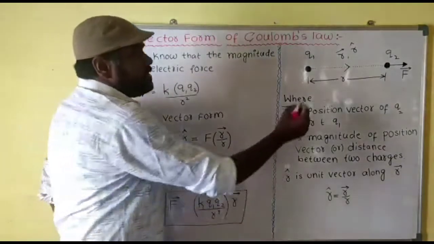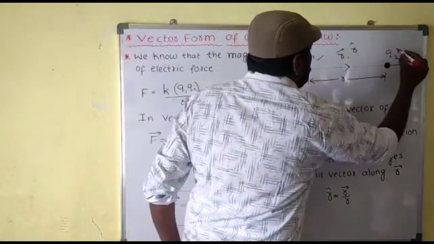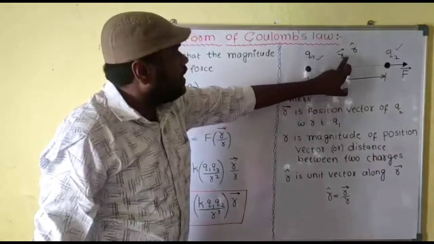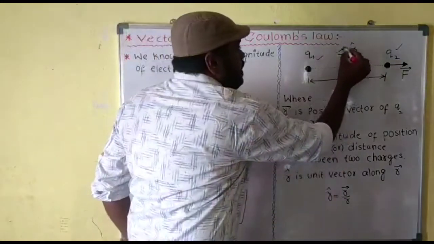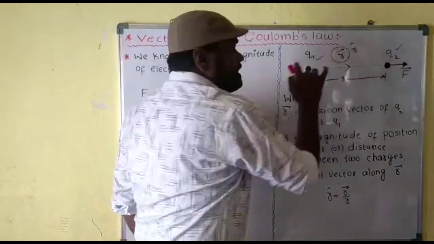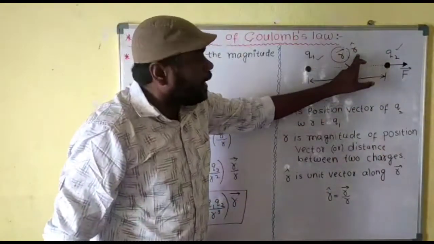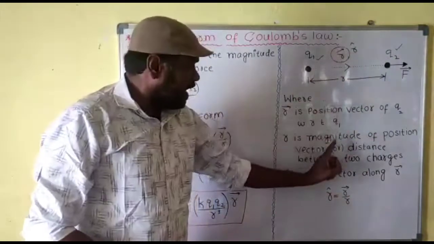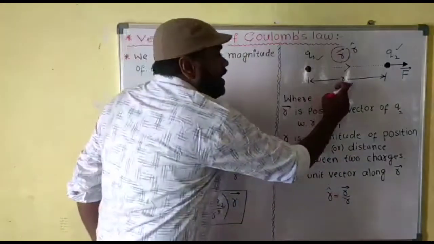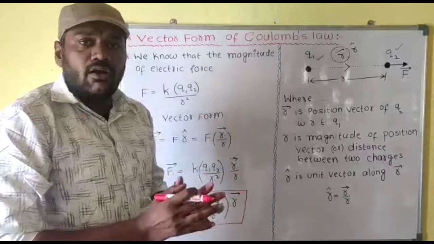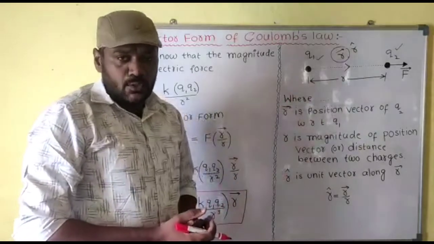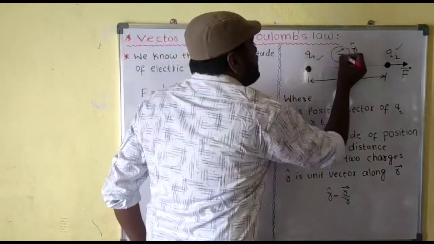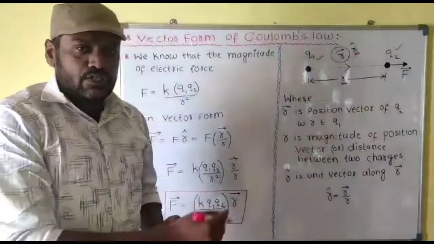Let us suppose Q1 and Q2 are two charges, separated by distance r. r bar is the position vector of Q2 with respect to Q1, and r cap is the unit vector of r bar along r bar, as I have given details there. And r is the magnitude of the position vector, or also we can take it as the distance between the two charges. Here, a total of 3 points are there: one is r, one is r cap, one is r bar. I have given the details there, just check that.